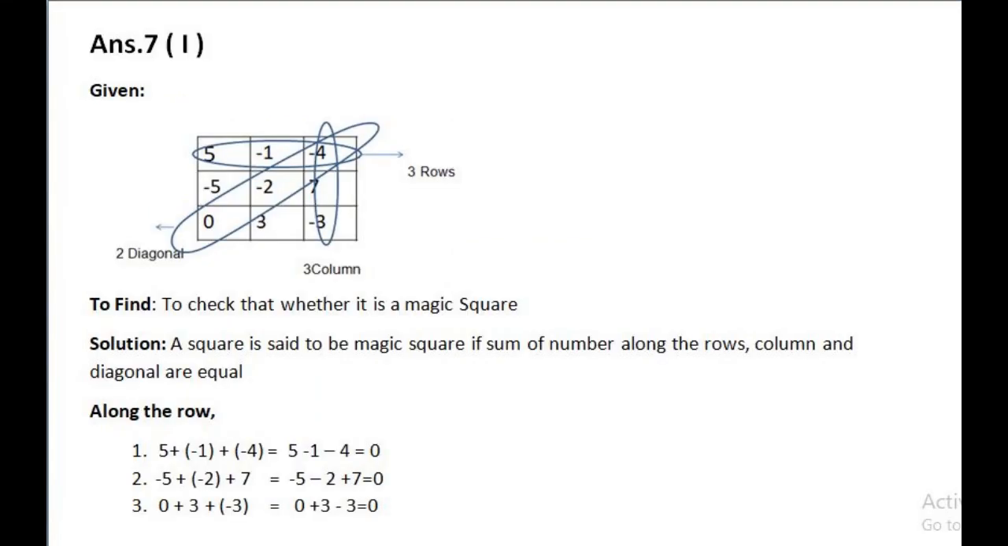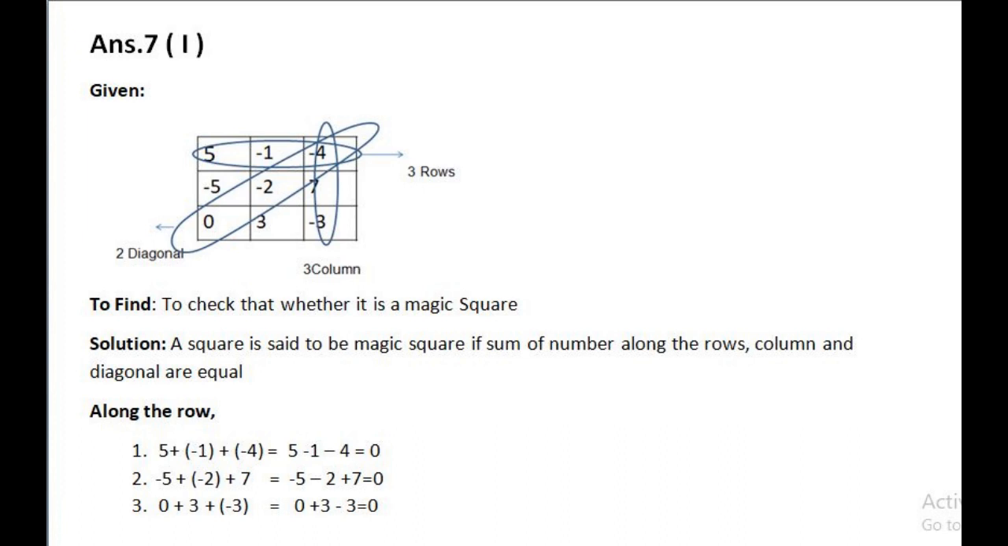Which square can we call a magic square? If the sums of the numbers along the rows, columns and diagonals are the same, then only that square will be said to be a magic square. I hope you all know what is meant by rows, columns and diagonals. Here I have marked them so that you can see. First, we will add the numbers along the rows.